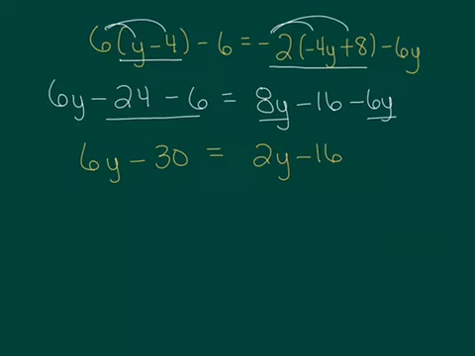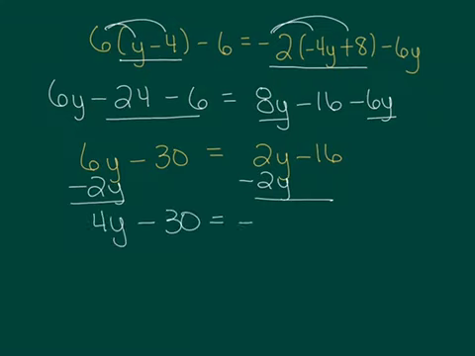From there, I'm going to get my variables on one side, so I'm going to move the 2y over. Since it's a positive 2y, I'm going to subtract it from both sides. So that's going to give me 4y minus 30 equals negative 16. Now I need to move that 30 over because it's a constant. So because it's a negative 30, I'm going to add 30 to both sides.